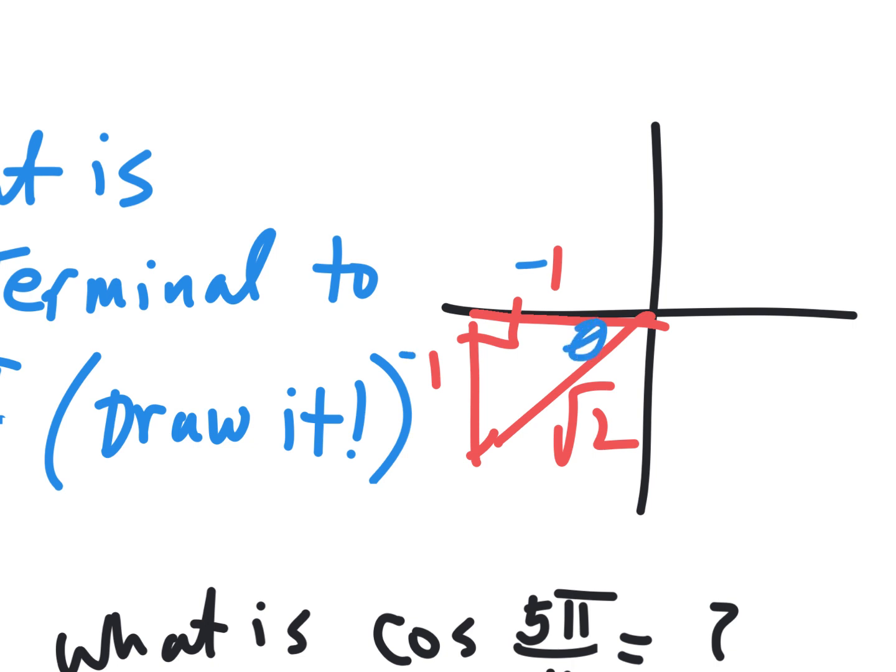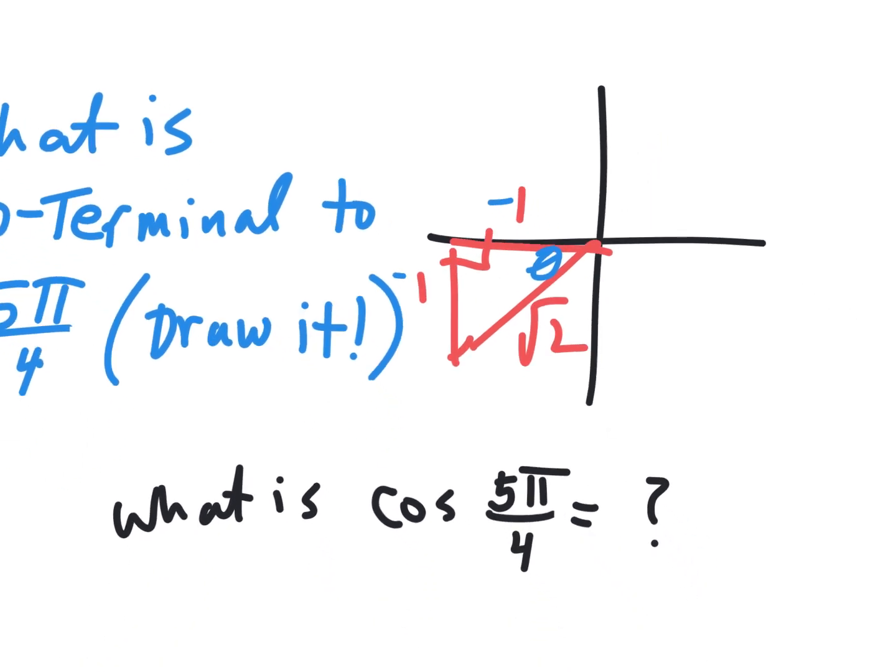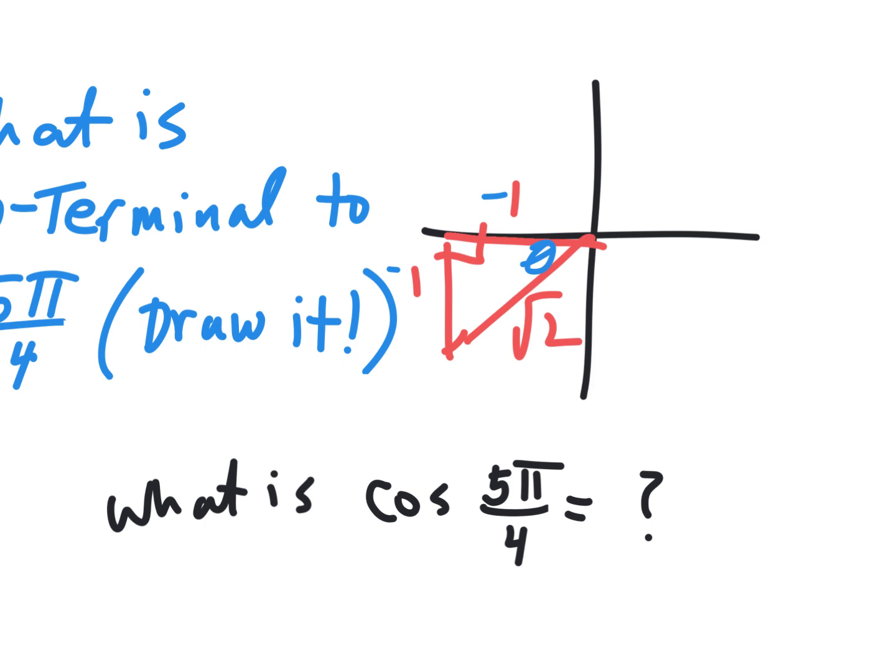2 names for that, Lucas. Give me one of them at least. Angle. Okay, good. You got the other one, Ashna? Starts with an R. Reference angle, good. Okay, so then cosine of it. Adjacent over hypotenuse, right? Negative 1 over root 2.